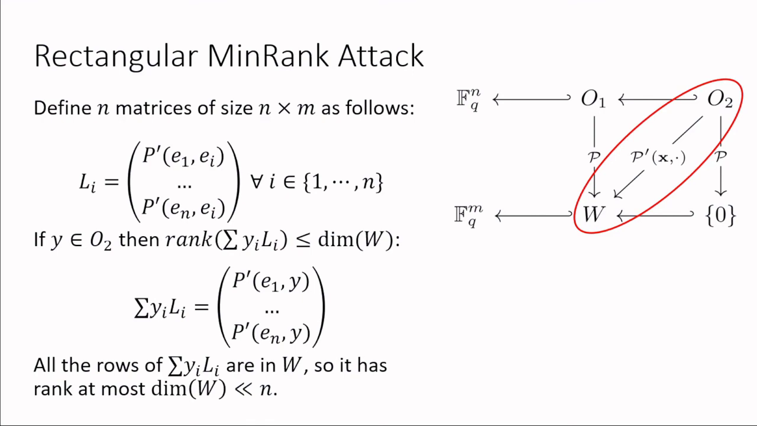But in our case, we don't want to use a generic MinRank algorithm because we have more information about this linear combination. This linear combination corresponds to a vector in L2, and we know that P will vanish on this vector. It turns out we can tweak the existing MinRank algorithms a little bit to make use of this extra information, and this makes the attack more efficient. I'm not going to explain in this video how that works. If you're interested in that, you should look at the paper.